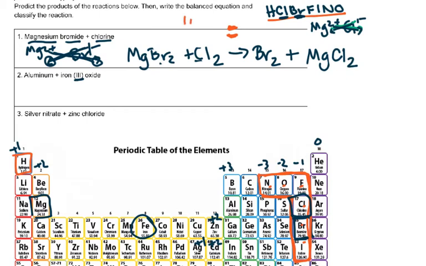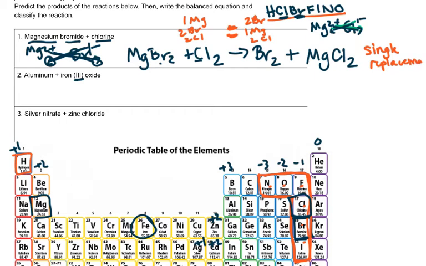So on this side I have 1 magnesium, 2 bromine, and 2 chlorine. And then on this side I have 2 bromine, 1 magnesium, and 2 chlorine. So that matches. So I'm actually already balanced. I don't need to add any coefficients. And then finally I need to say which type of reaction it is. It is a single replacement reaction.